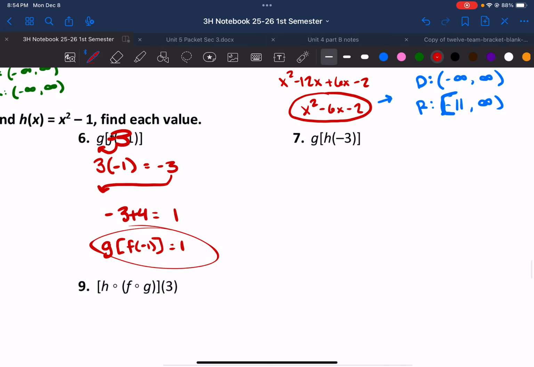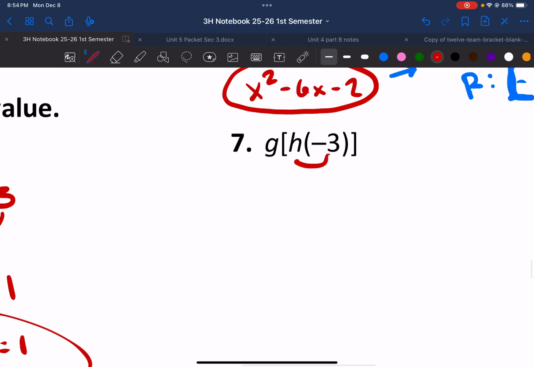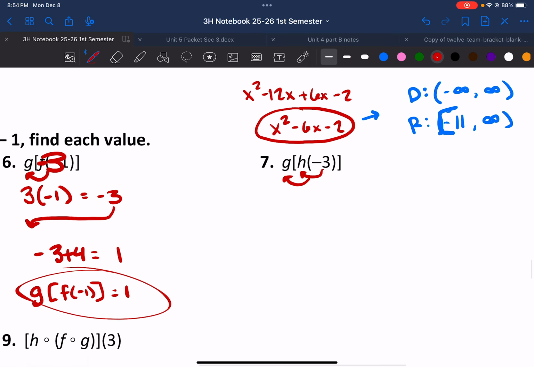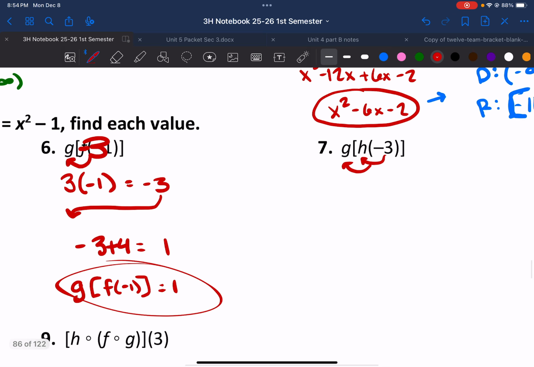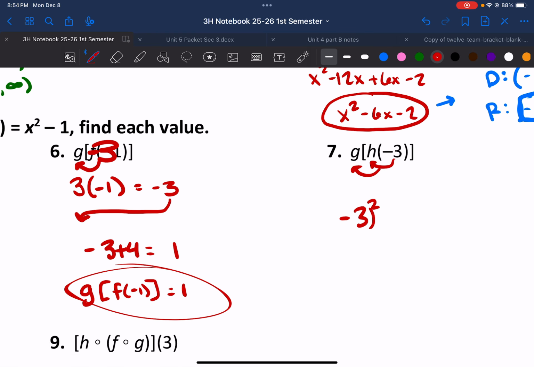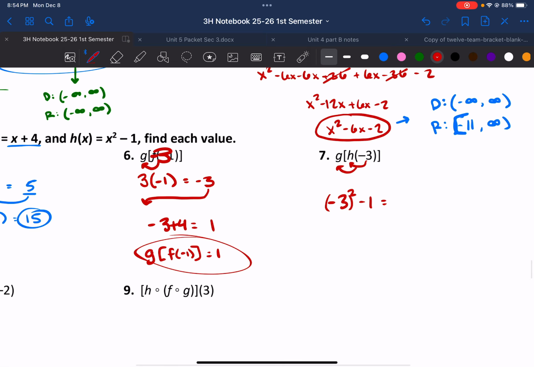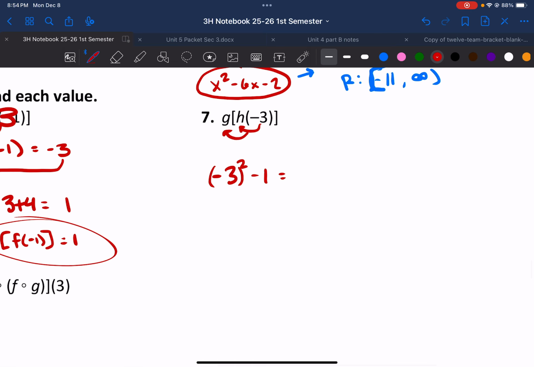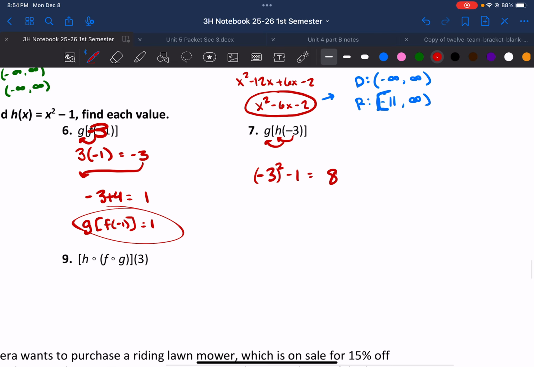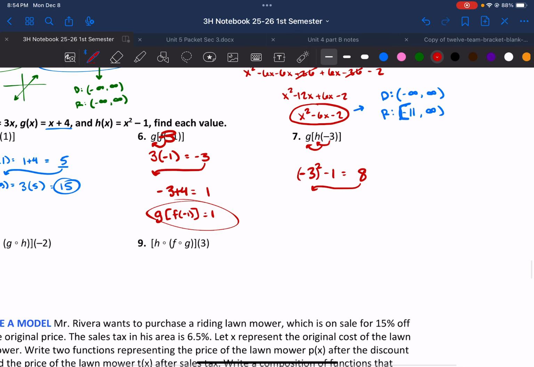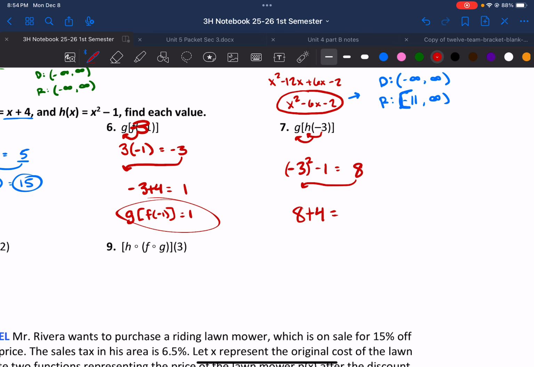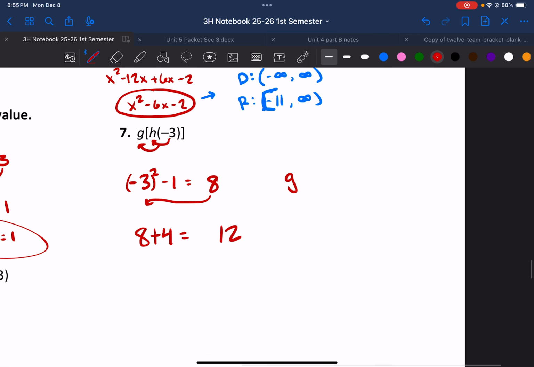Okay. Let's put a -3 into H, and then take whatever number that gives us and put it into G. So -3 goes into H. -3 squared minus 1. That gives me 9 minus 1, 8. 8 now goes in to G. 8 plus 4 is 12. We should be writing it like this, though. G of H of -3 equals 12.